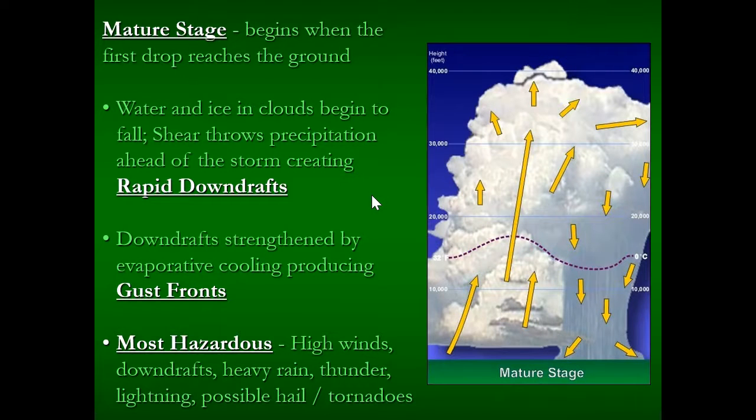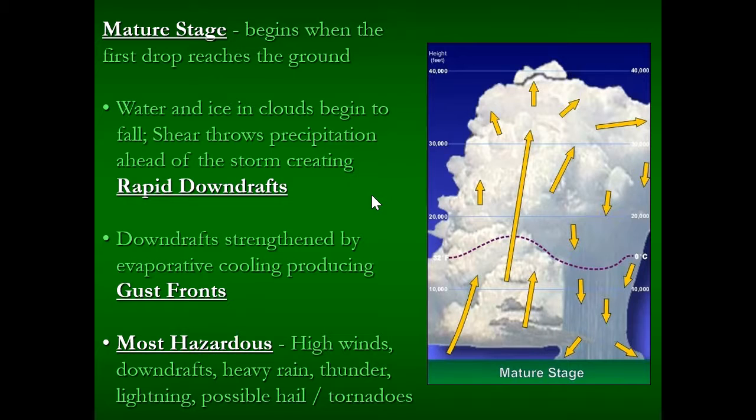Then we come to the matured stage of the thunderstorm where the first drop of rain reaches the ground. At this point, you have rain falling at a great pace, and much of it has been evaporating on the way down. That actually causes cooling. So you've got this gush of rain, but you've also got this gush of cool air hitting the ground. The cool air hits the ground and wafts outward in front of the storm. And when that happens, you create what's called a gust front.